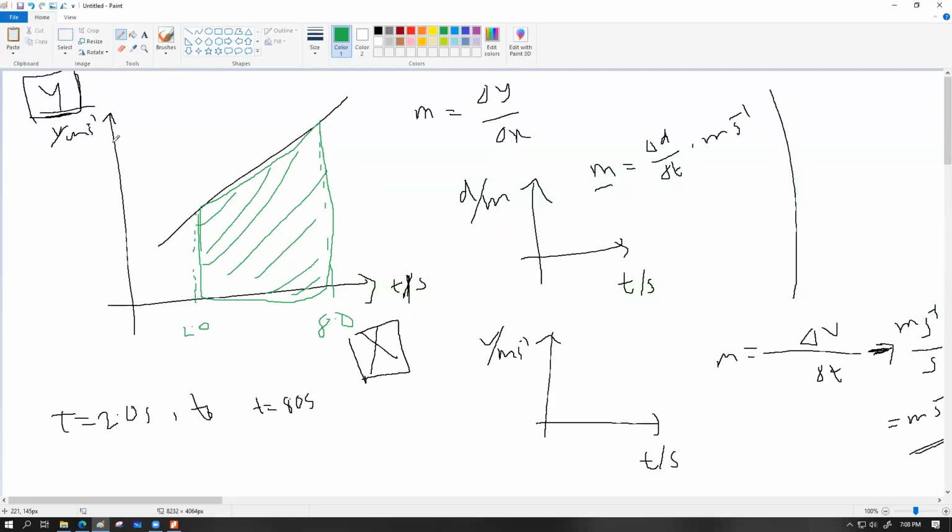Yes, someone asked, sir, is this a velocity time graph? Yes, this is a velocity time graph.